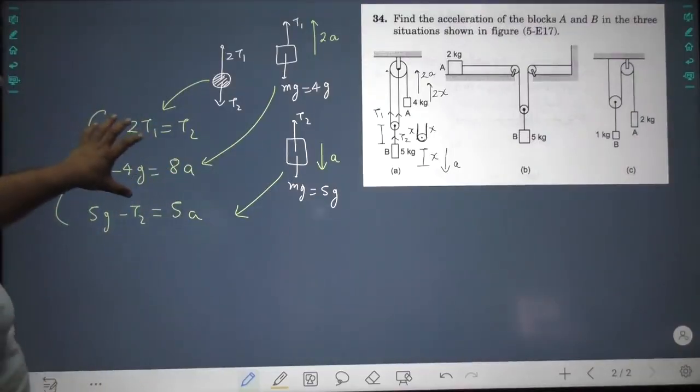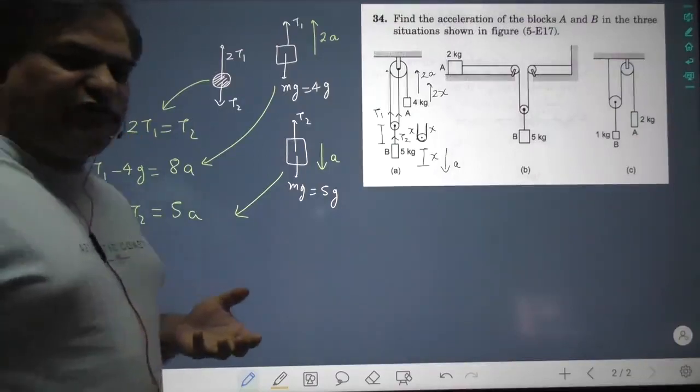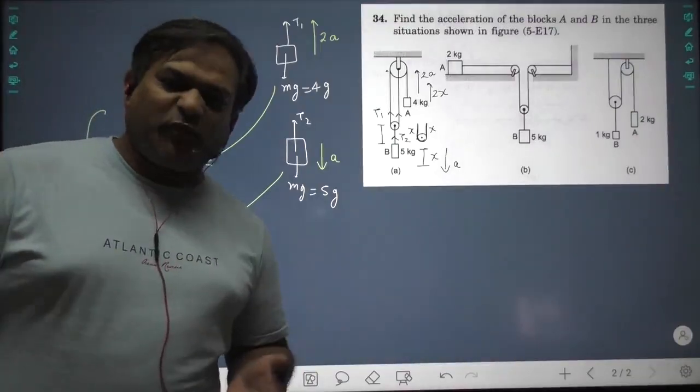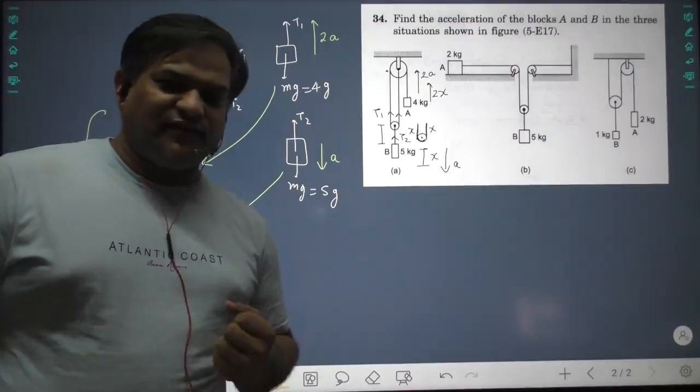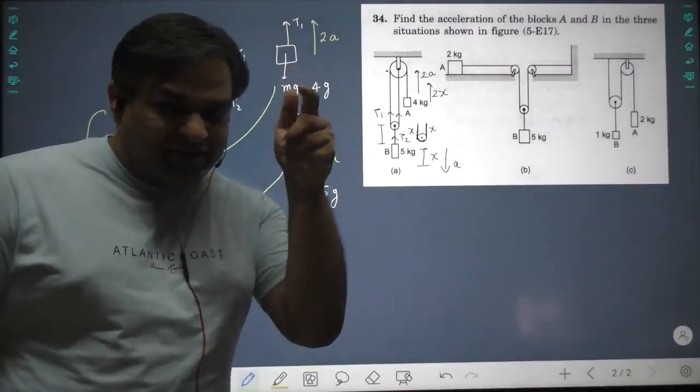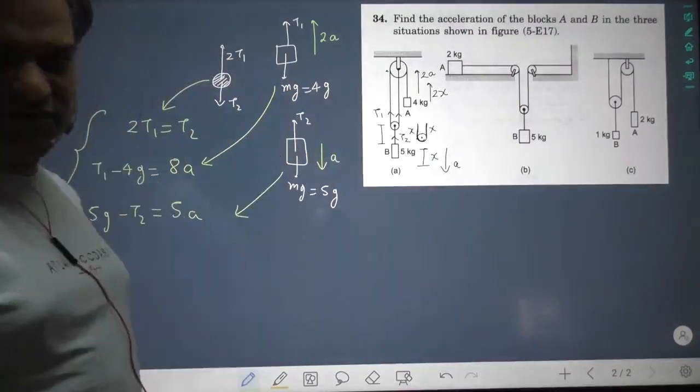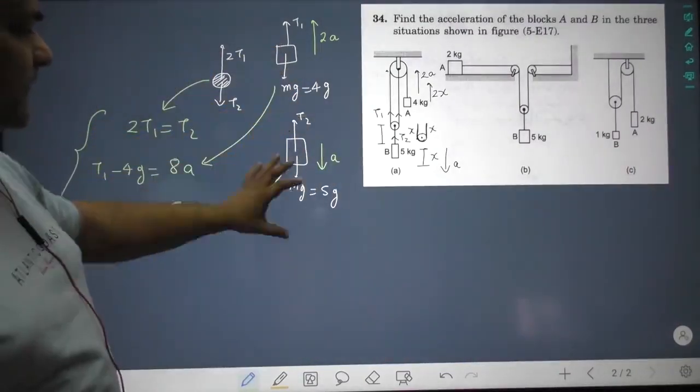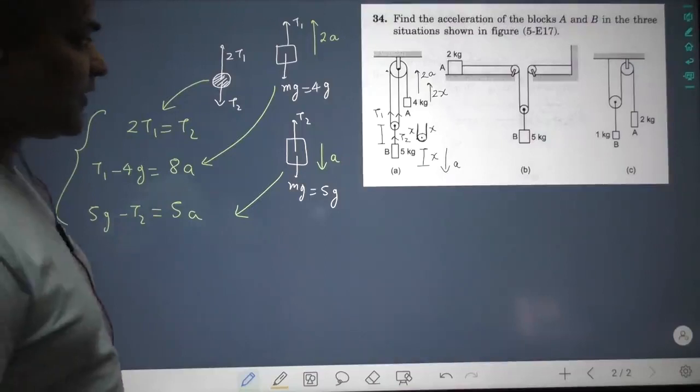Solving equations is not a big deal. We have solved linear equations in 2 variables in class 9th and 10th. That is not the big deal. The big deal is analyzing the situation and making equations. Does this explain how we get the 2a?